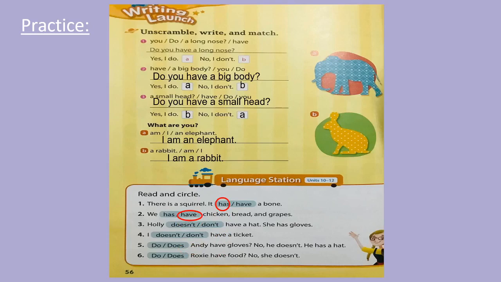And number 3, Holly doesn't have a hat. She has gloves. Number 4, I don't have a ticket. Number 5, does Andy have gloves? No, he doesn't. He has a hat. And number 6 is the last sentence. Do or does, everyone? Good. It is does. Does Rollies have food? No, she doesn't, right? So here is our lesson for today, and after this video, teacher will provide you the classwork. So now it's time for our break, and see you again for the second session. Goodbye, everyone.